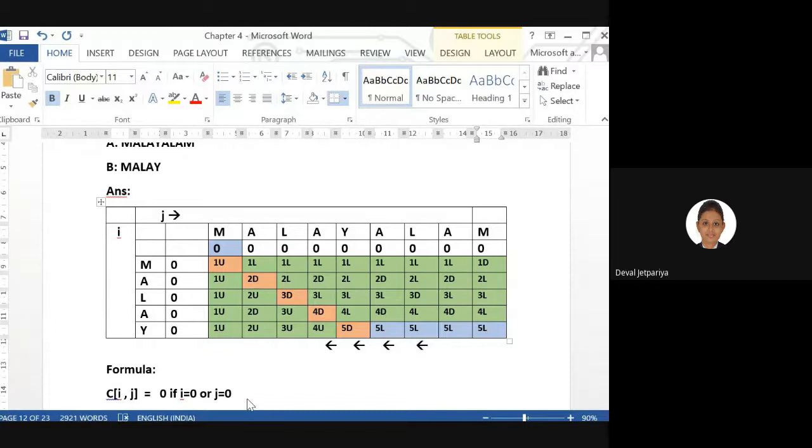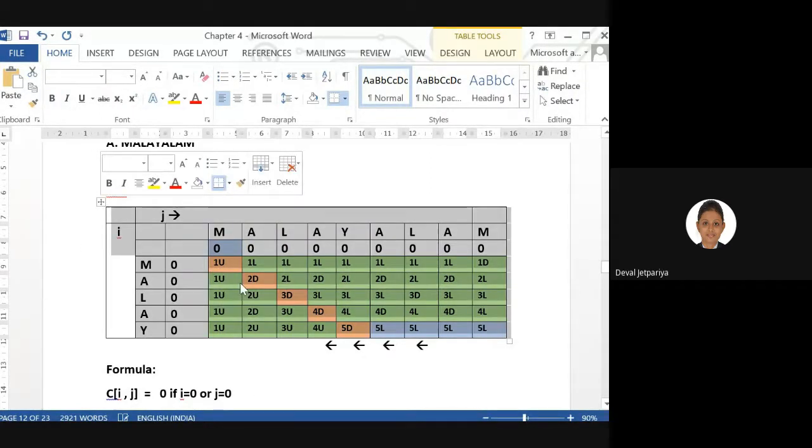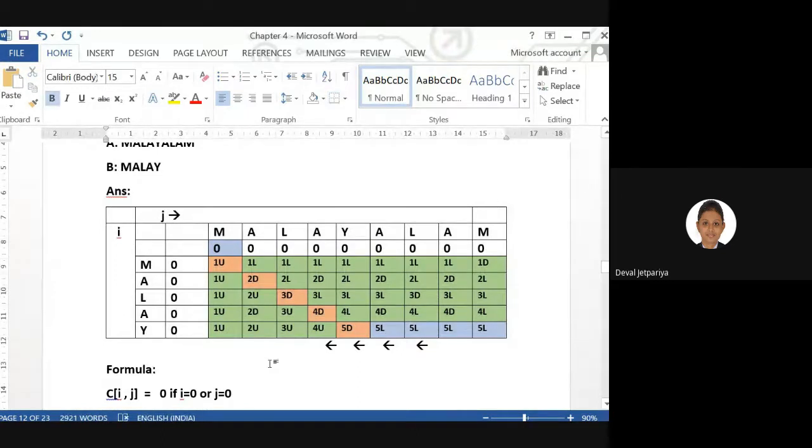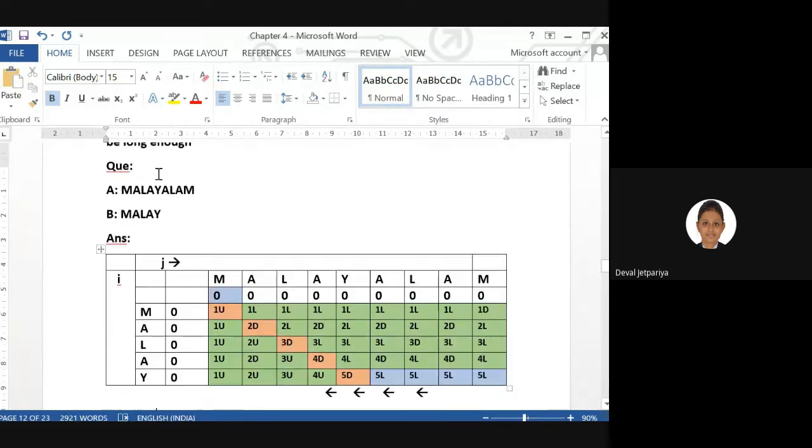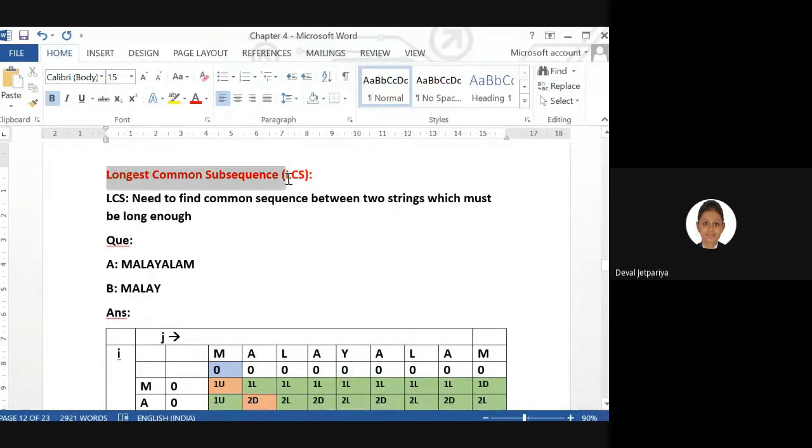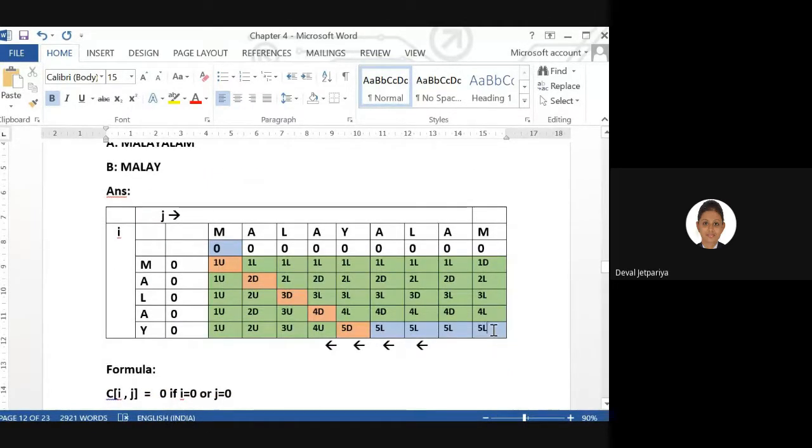Any query in this table? Fine. So this is how we created the table. Now again we need to trace the final answer. Table is fine, but what is the LCS? What is the longest common data that can be the answer of LCS? For that again you need to start with this last box.